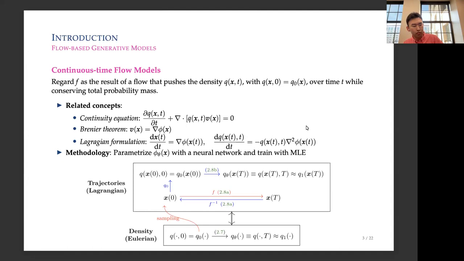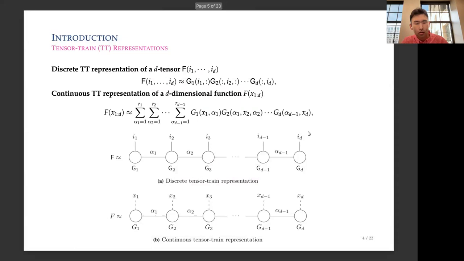Okay, thanks. Okay. And so now that we are a tensor network reading group, maybe I'll take some time to reintroduce the tensor network to everyone. In this work, we focus on these tensor train representations. So what I want to say here is that not only can discrete tensors be represented by a tensor train, we can also represent d-dimensional functions with the so-called continuous tensor train representations.